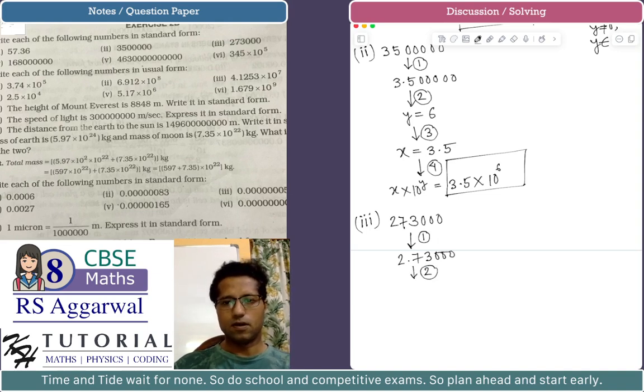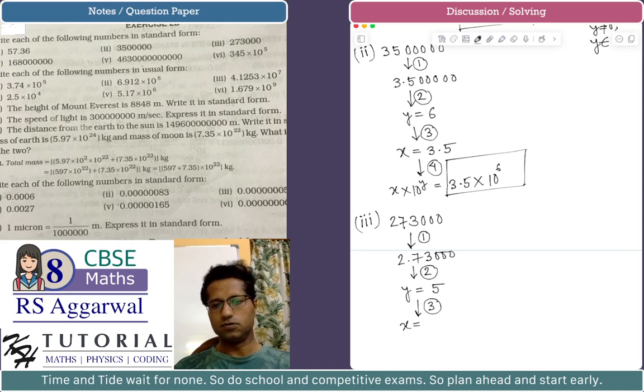Now, after step 2, I need to find y. Y will be the number of digits to the right of the decimal point. So I can see there are 5 digits. After step 3, I need to find x. After step 1, I get the number 2.73000. From this number, I will ignore all the trailing zeros. Trailing zeros means the rightmost zeros in the decimal part. The decimal part is 0.73000. In the decimal part, ignore all the rightmost zeros.